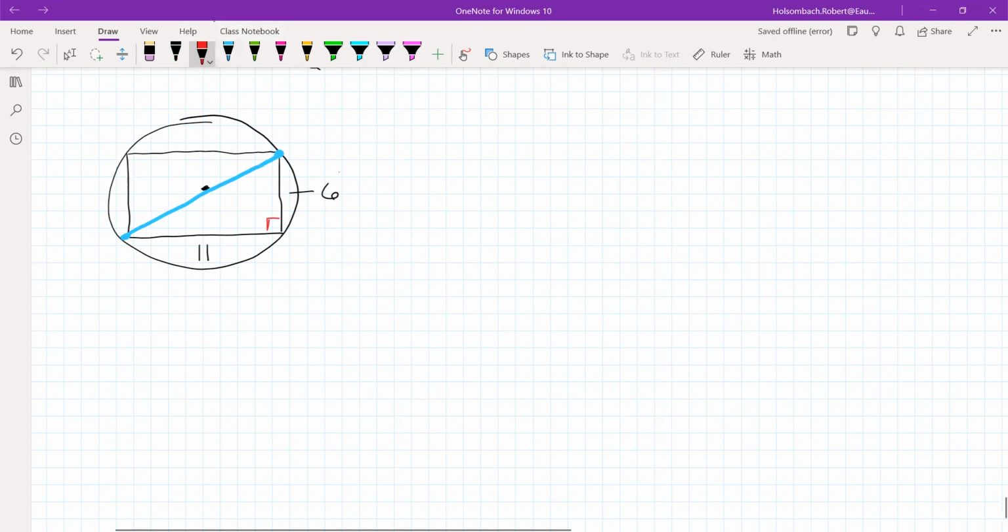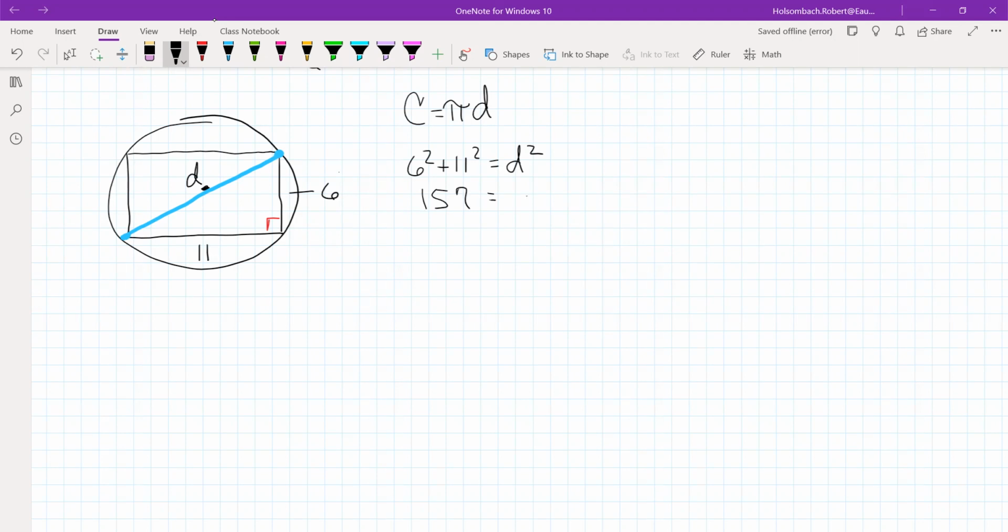All right. So here we go. If circumference equals pi times diameter, we're going to call this hypotenuse the diameter. So 6 squared plus 11 squared equals d squared. 157 equals the diameter squared. Find the square root of both sides. 12.53 equals the diameter.